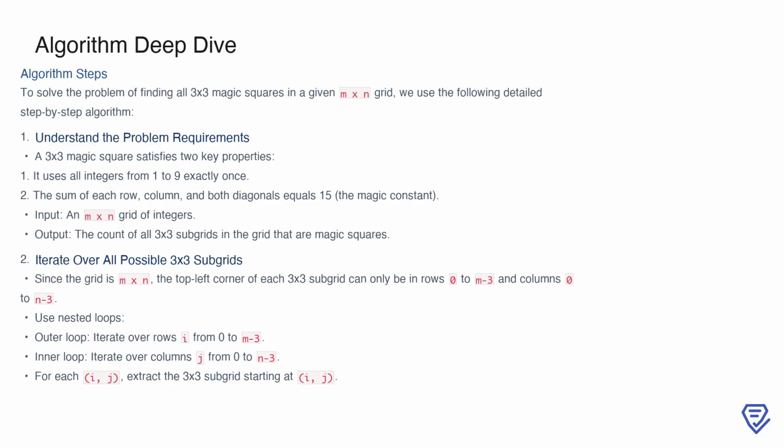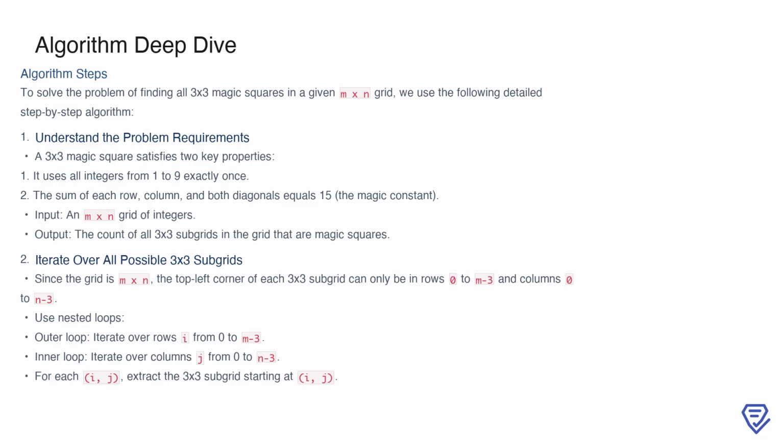To do this, we iterate over all possible 3 by 3 subgrids in the grid. Since the top left corner of any valid subgrid must fit within the bounds of the original grid, the top left corner of each subgrid can only range from row 0 to m-3 and column 0 to n-3. Using 2 nested loops, we iterate through each valid starting point, defined by rows i from 0 to m-3 and columns j from 0 to n-3. For each pair of i and j, we extract the 3 by 3 subgrid starting at that location for further validation.